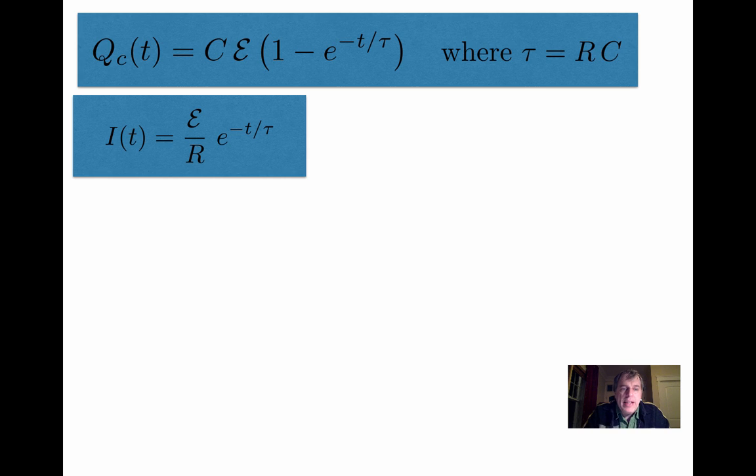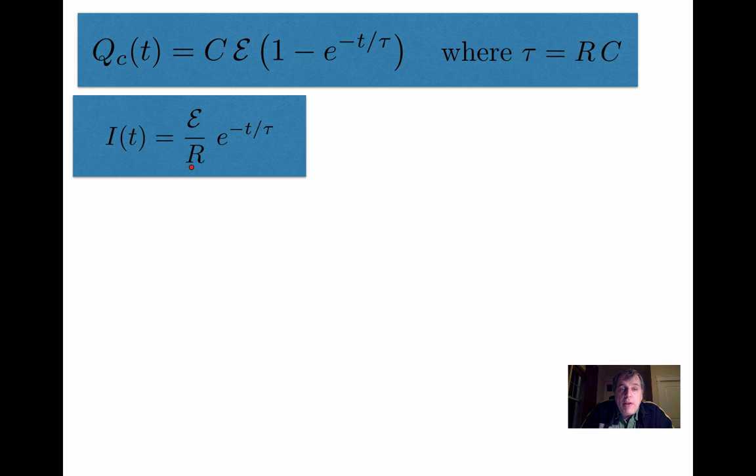Okay, so to summarize, we have the charge as a function of time. Again, when you have a curve of that form, 1 minus an exponential, you get an increasing curve that tends toward the constant. The maximum value is reached at t equal infinity and is equal to C times E. The value in front of the parenthesis is the maximum charge reached at t equal infinity. When you have this form, you have a decreasing exponential this time, and the maximum value is E over R, the value at t equals 0.